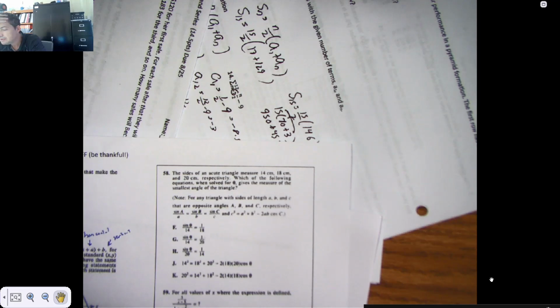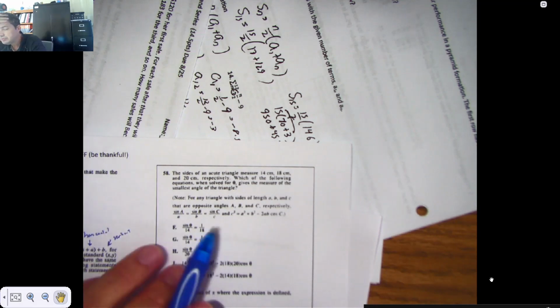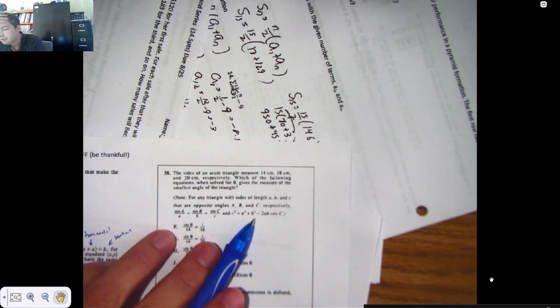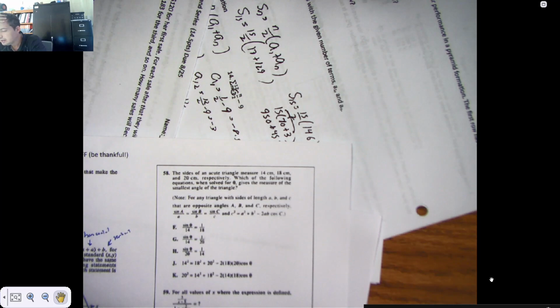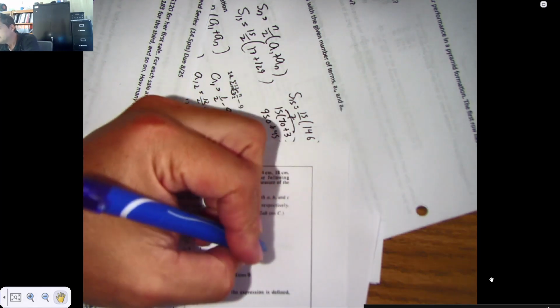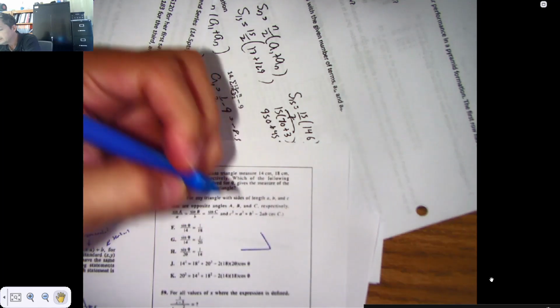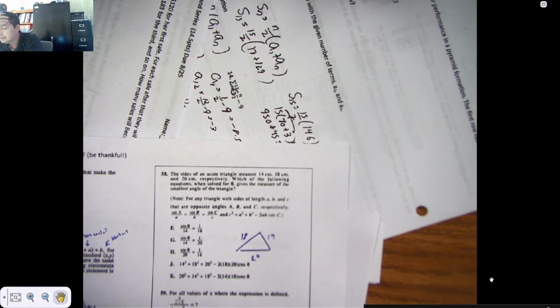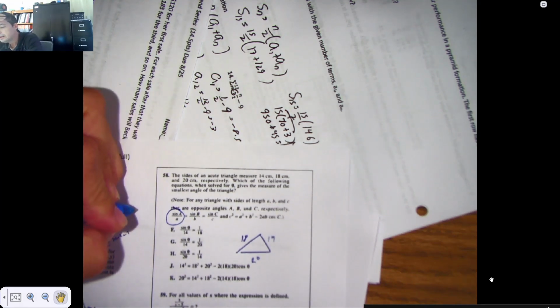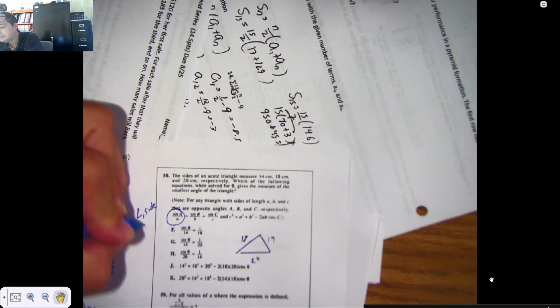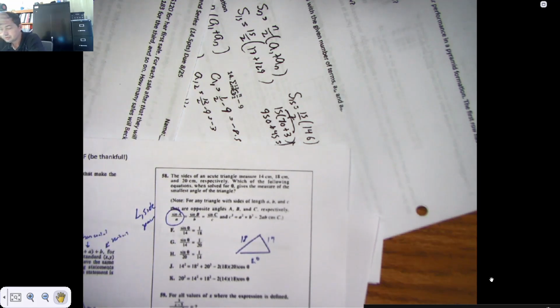when solved for theta, gives the measure of the smallest angle of the triangle. And they give you two formulas here. They give you law of sines and they give you law of cosines. So let's see what we got here. It's an acute triangle. Sides are 14, 18, and 20 respectively. And I don't know how much you remember about geometry, but you require an angle side pair to use law of sines. You just can't do it.